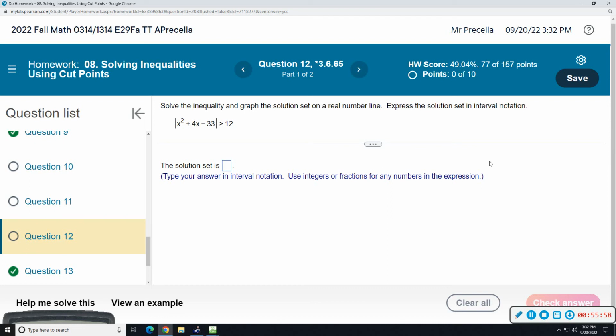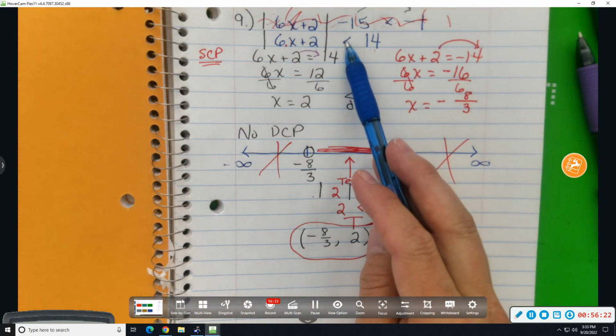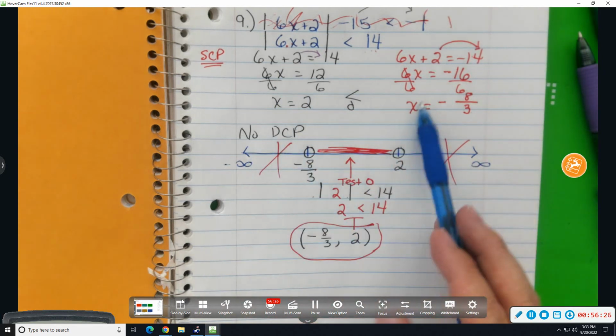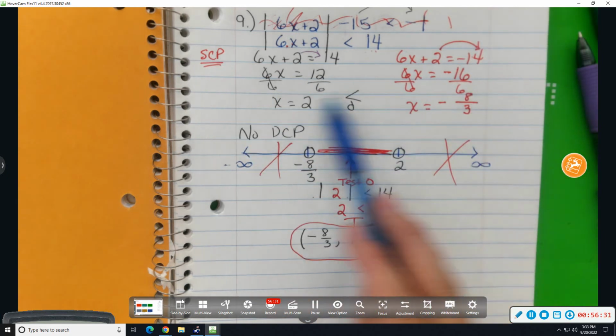Number 11 and number 12 are both the exact same type of problem. Okay? Let me ask you something before we go on. Look back at that previous problem that we just did. Suppose instead of a less than, it said greater than. Would any of this solution cut point work have changed? Instead of a less than, if it had been a greater than, would any of this stuff change?